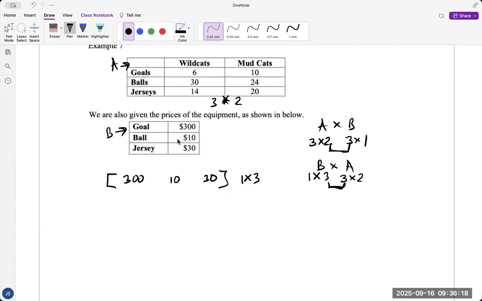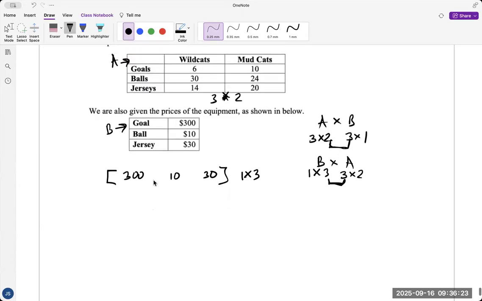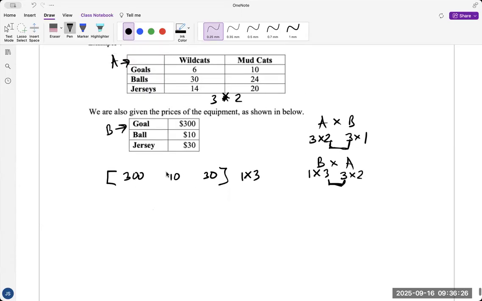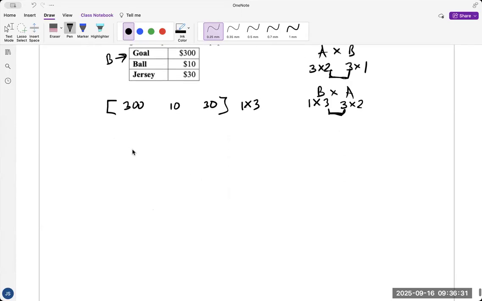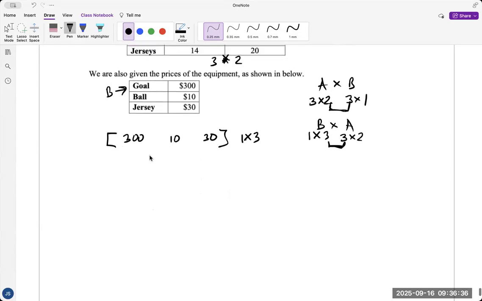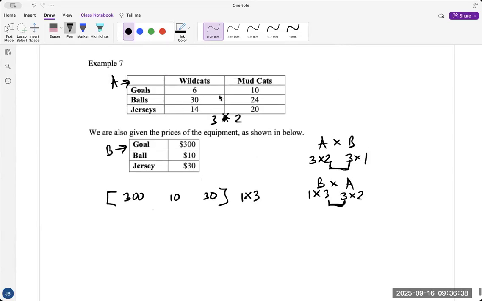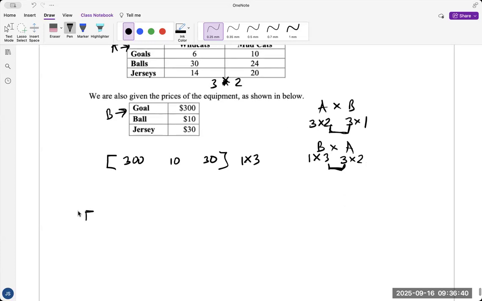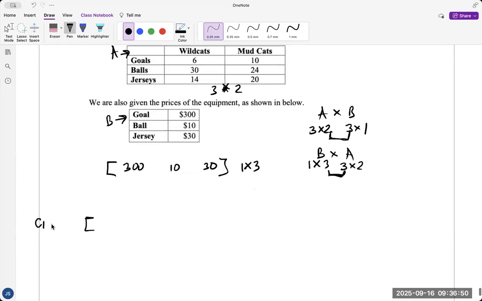So we will end up multiplying these by those. And it makes sense. I have to multiply everything here times everything in the first row. And it's just a fast way to find all these totals. So I'm going to take this row and multiply it by the first column of the Wildcats. This will be in the product. This will be C, and it's the first row times the first column.